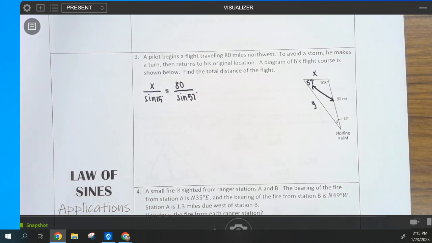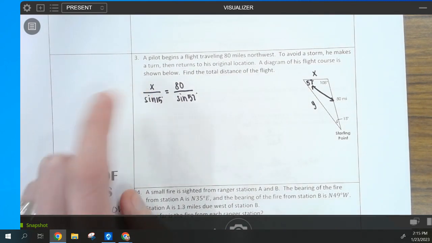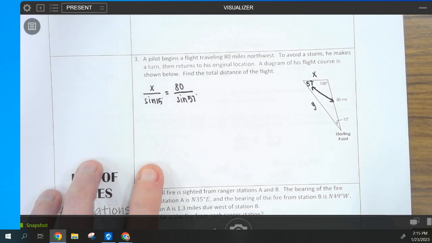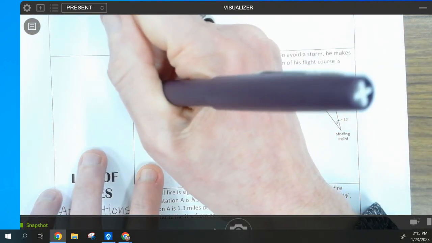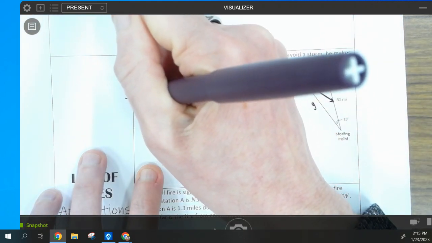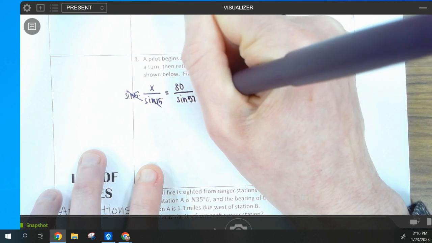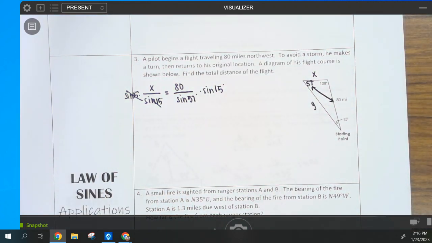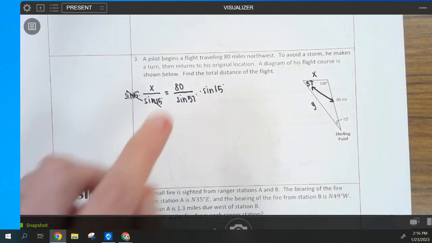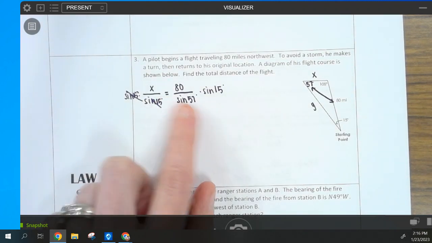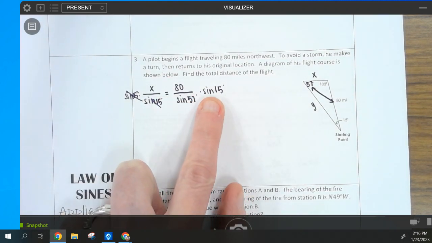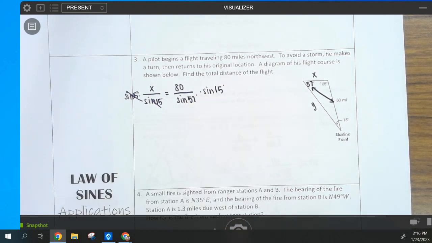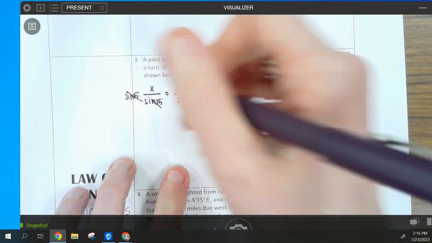Again, the reason I like setting it up like this is now I can easily solve for x by multiplying both sides by that sine of 15 degrees. And then I can just grab my calculator and make sure I am in degree mode and type in 80 divided by sine of 57 degrees and then multiply that by sine of 15. And I found out that that length was about 24.7 miles.